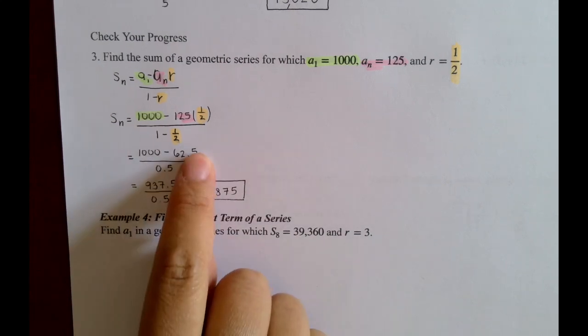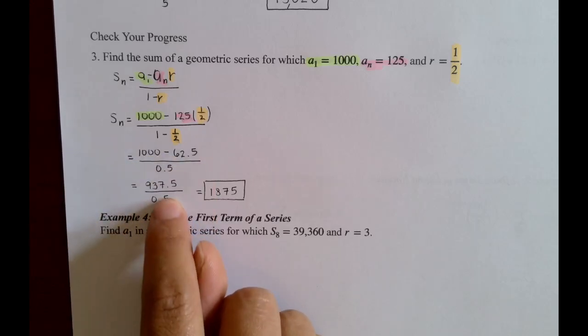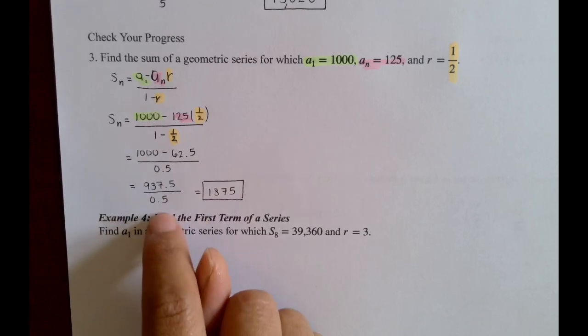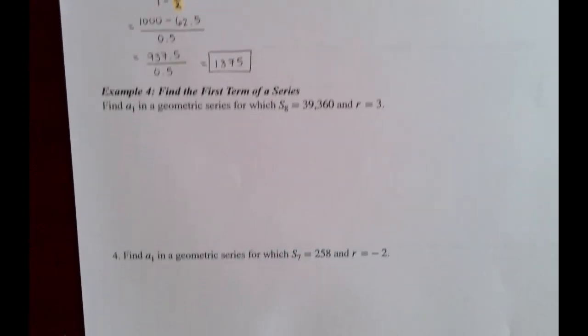And then 1 minus 1/2 is 0.5, right? It's also 1/2. 1,000 minus 62.5 is 937.5, divided by 0.5 is 1,875. There you go. So now moving on to our last example.